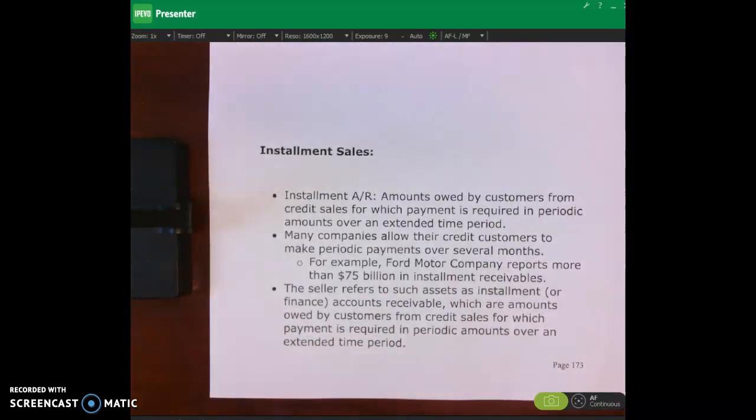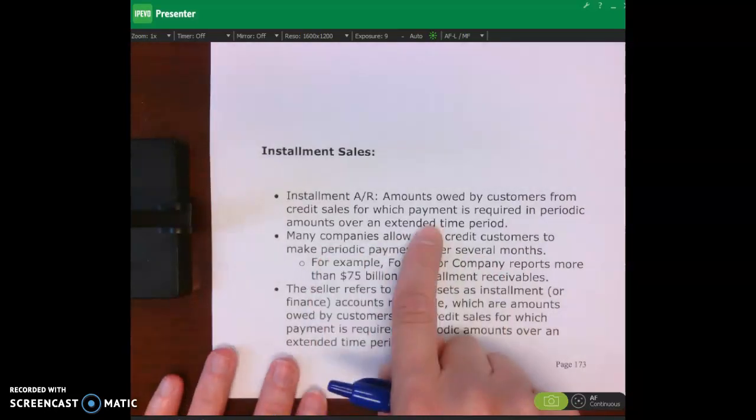Installment sales are amounts owed by customers for credit sales for which the customer will make periodic payments. So if you've ever bought a car before, your car payment is the same dollar amount every single month. I bought a car and I had to pay $200 a month for 5 years, I think it was something like that. And when I do that, part of my payment goes to interest, part goes to principal. So that's called an installment sale. It's periodic payments over an extended period of time.